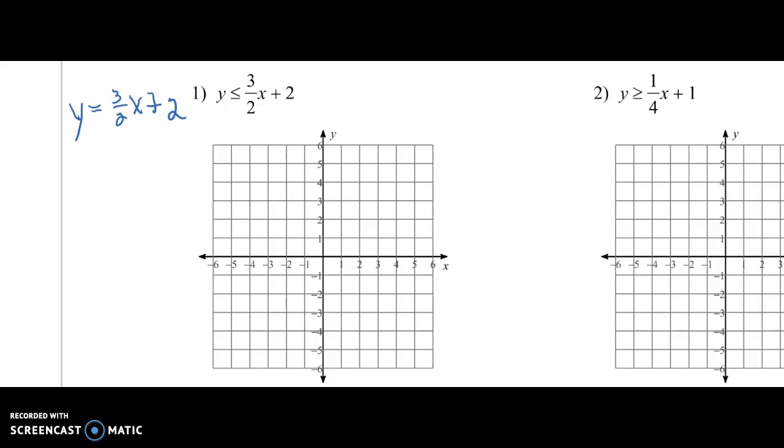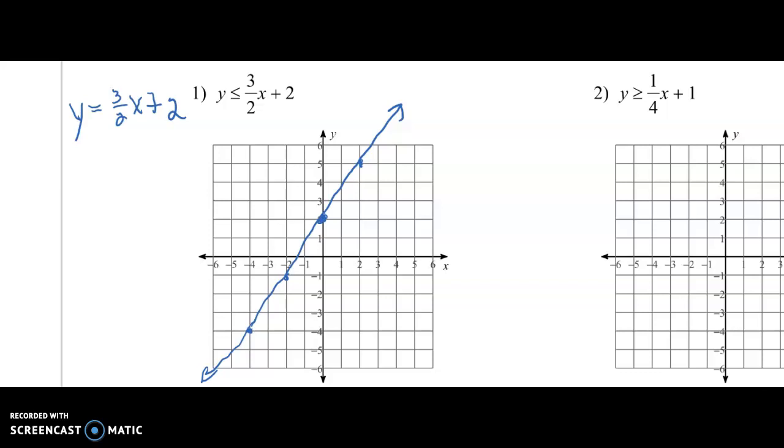Now, earlier we talked about how graphing lines is much easier when we can identify the slope and the y-intercept. So what we can do here is change that inequality symbol to an equal sign, and then quickly recognize that we're looking at an equation that's in slope-intercept form. This is going to allow us to graph our line accurately and quickly. So here we've graphed our line with a y-intercept of 2 and a slope of 3 over 2.